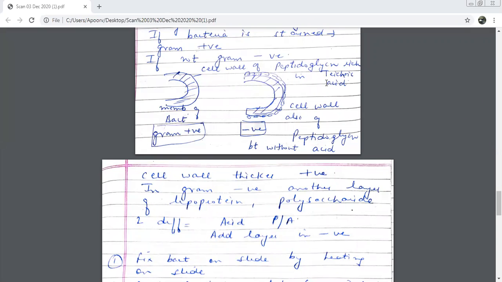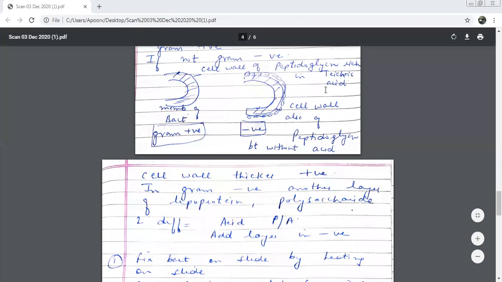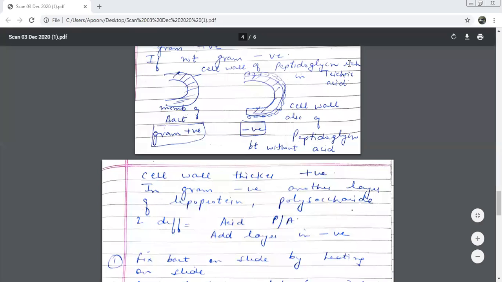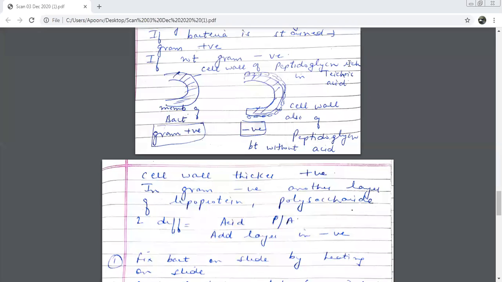Additional layer is present in which? Gram positive or gram negative? Gram negative. Yes, beta. We have an additional layer in gram negative ones. So the stain will easily penetrate in which one, according to you? Gram positive or gram negative? Gram positive, beta.